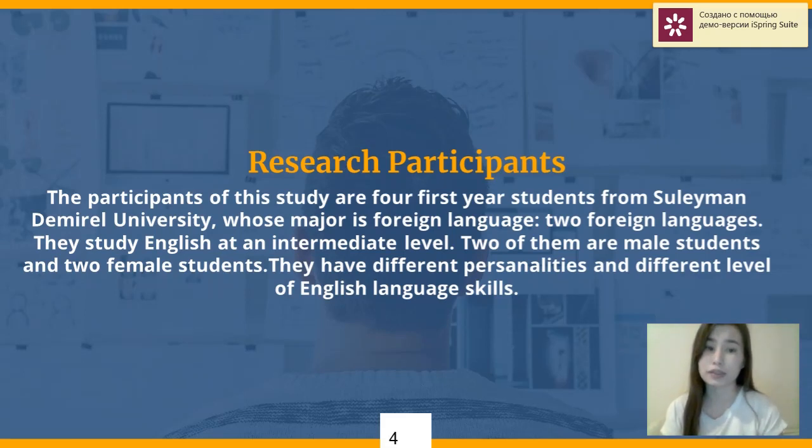Research participants. The participants of this study are four first-year students from Süleyman Demirel University, whose major is foreign languages. They study English at intermediate level, and two of them are female students and two are male students. And they have different personalities and different levels of English language skills.